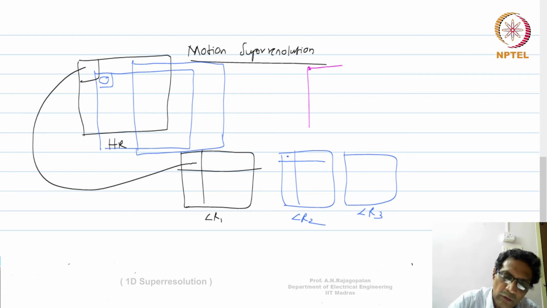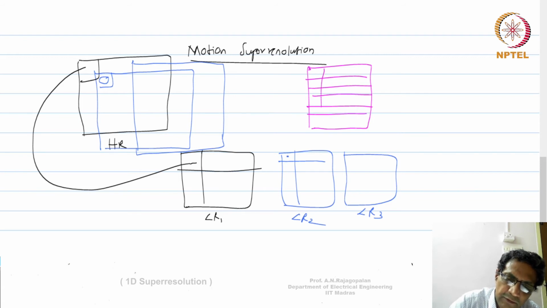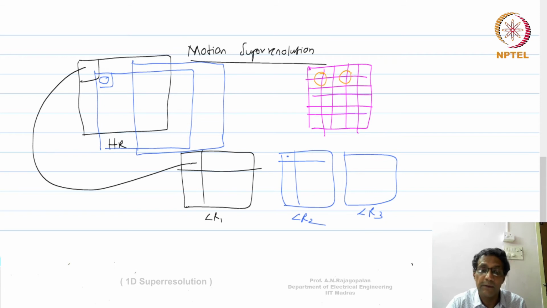Let me say that your original picture was here, and let's say this is your high resolution grid, and you captured an image, and you know that these 4 pixels map to one, then these 4 map to the next, and so on. Now corresponding to this, let's say that you have an LR1.